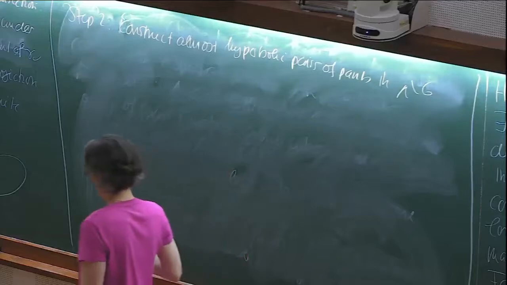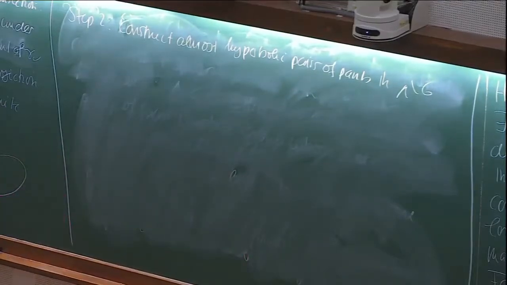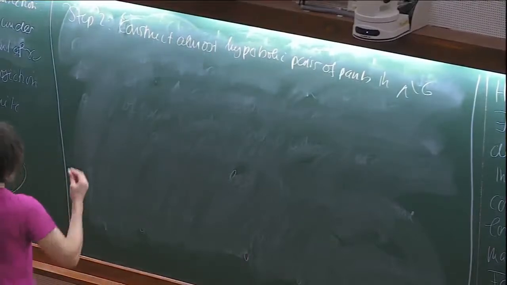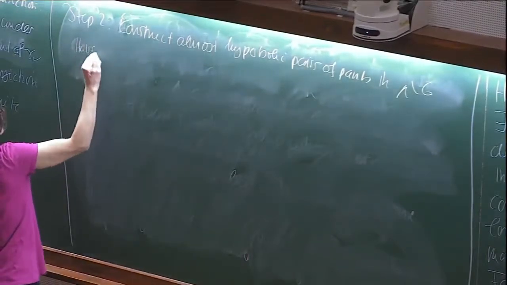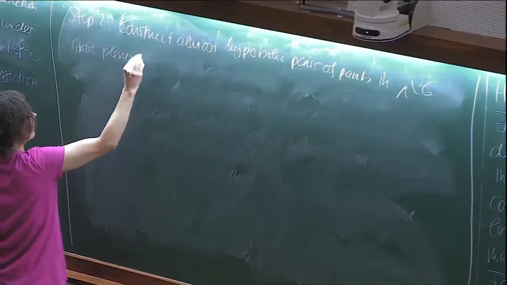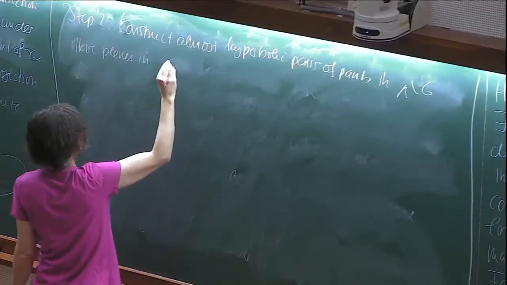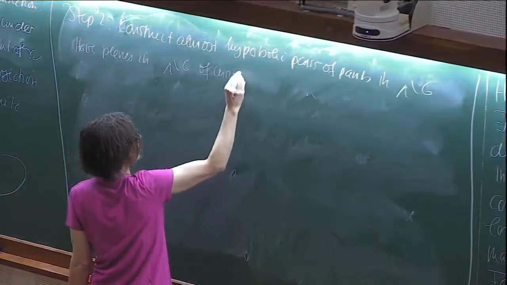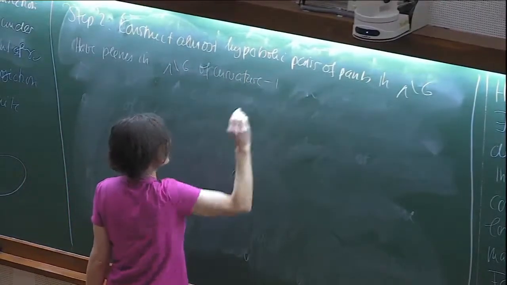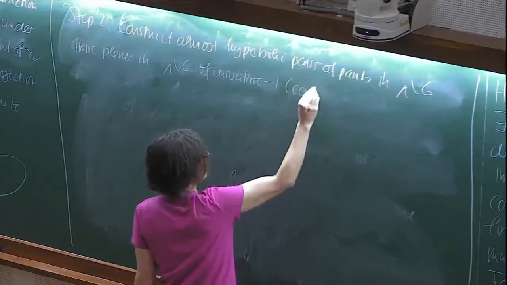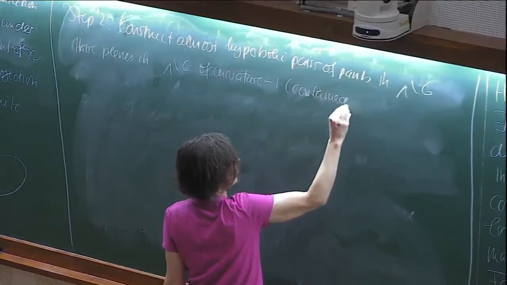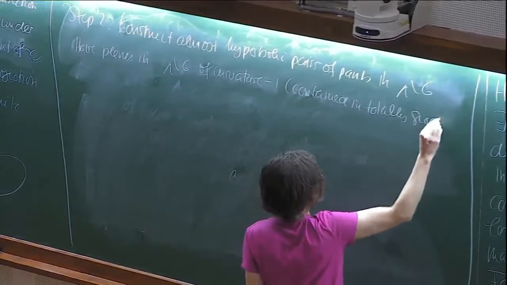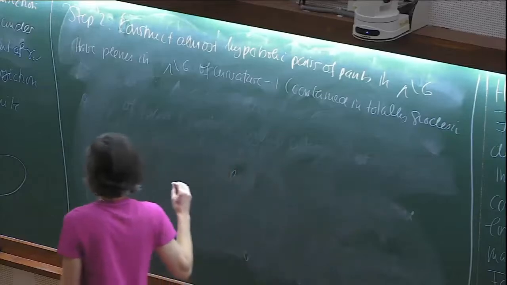So how do you do this? What you realize is there are, of course, directions where the curvature is negative. So you have planes in G mod lambda of curvature -1 that are actually contained in a totally geodesic immersed hyperbolic plane.